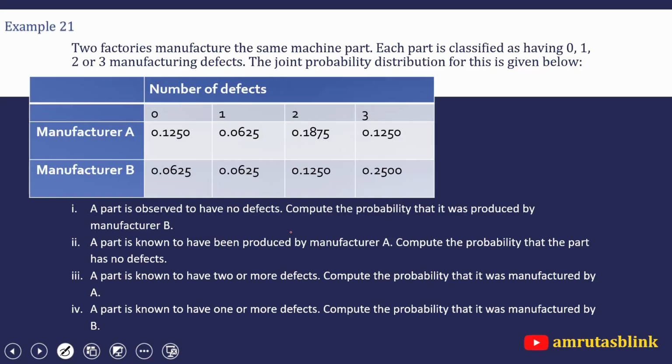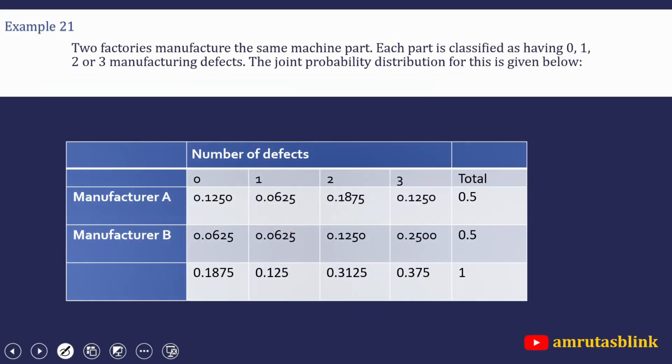And what you need to calculate is: a part is observed to have no defects, compute the probability that it was produced by manufacturer B. A part is known to have been produced by manufacturer A, compute the probability that the given part has no defects. A part is known to have 2 or more defects, compute the probability that it was manufactured by A. And the fourth question is, a part is known to have 1 or more defects, compute the probability that it was manufactured by B. So the data is given in terms of a table, that is multiple events are given, and we need to calculate these 4 probabilities for these 4 cases.